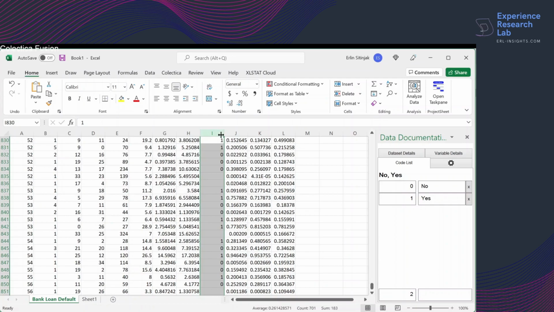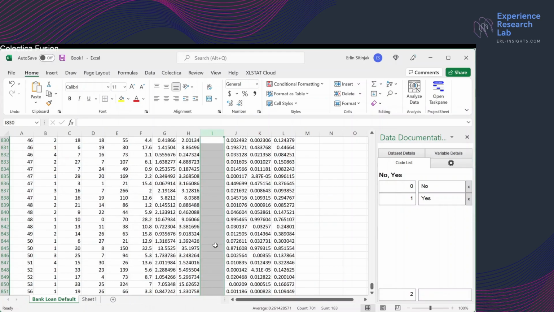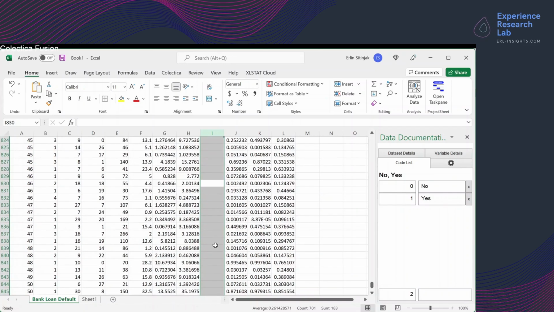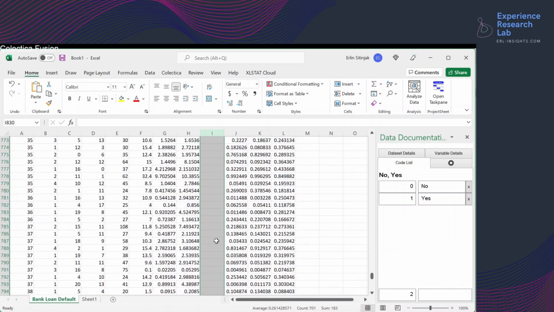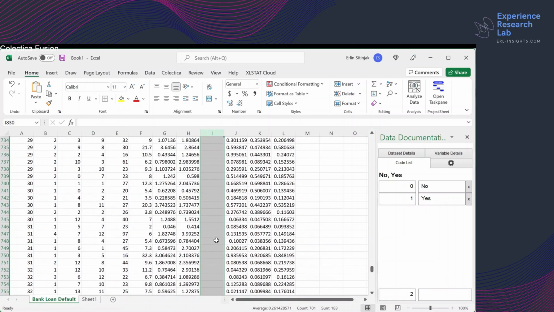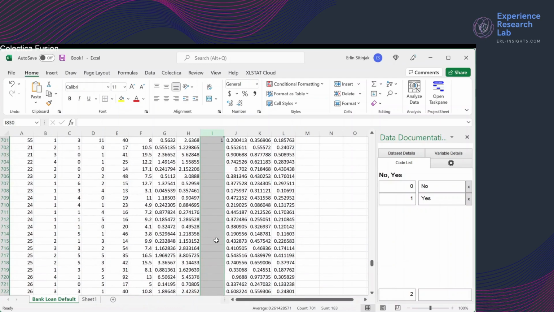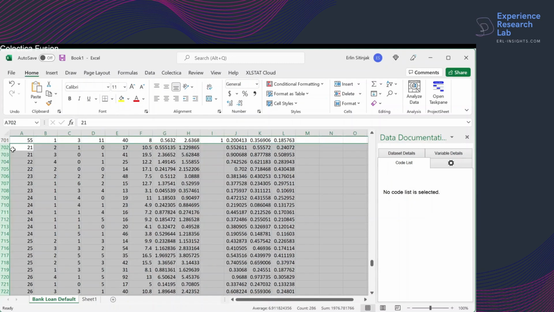So if I sort this column again from smallest to largest, I can see there are so many rows with empty cells here. And if I scroll up, I can see actually there are only 701 rows completed, while the other rows are left empty. So what should I do with the rows with empty cells here?